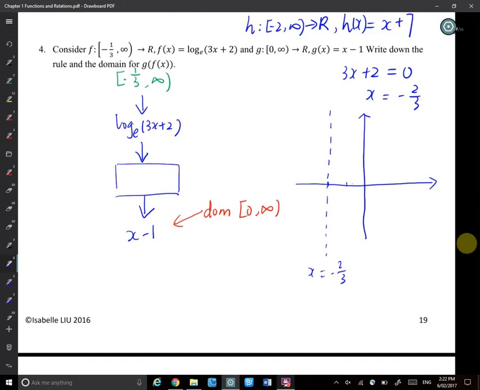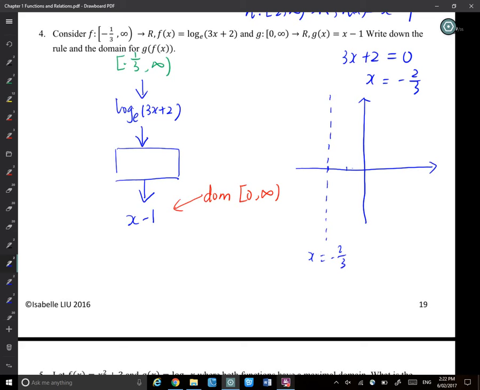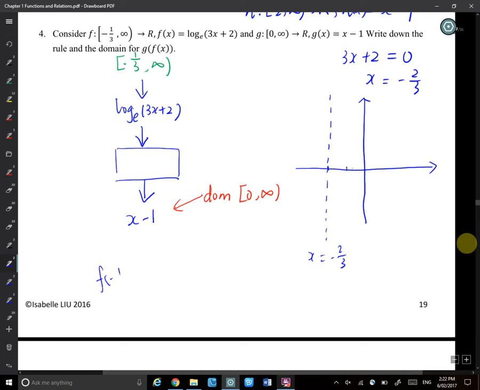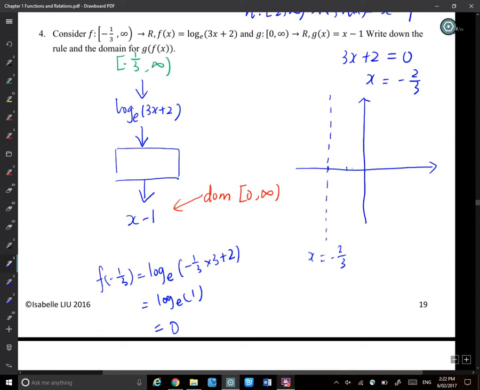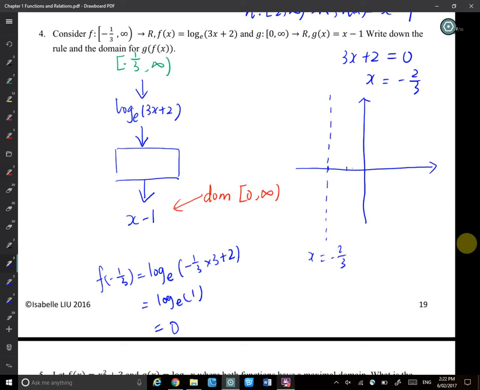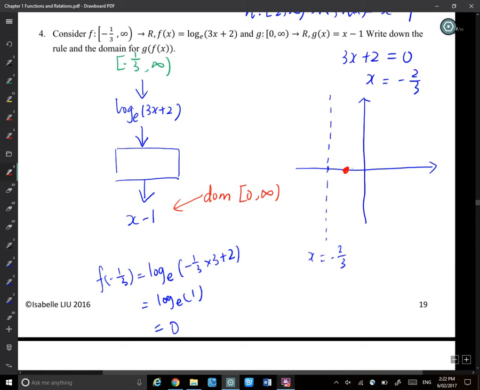Check when x equals -1/3. My domain starts from -1/3, not from -2/3. So I need to find where the endpoint is. f(-1/3) equals log e of (-1/3 times 3 plus 2), which gives me log e 1. What is log e 1? Be confident. 0? Okay, that's 0. So when x equals -1/3, the y value is 0.